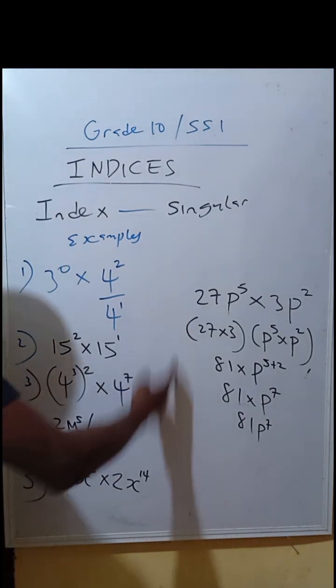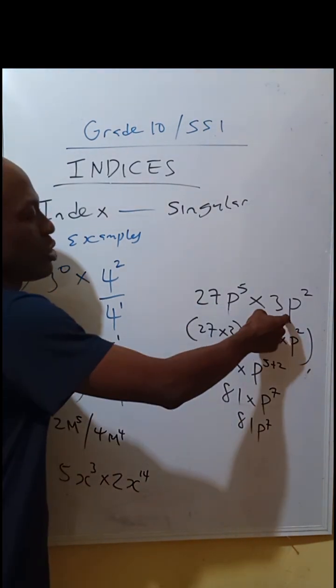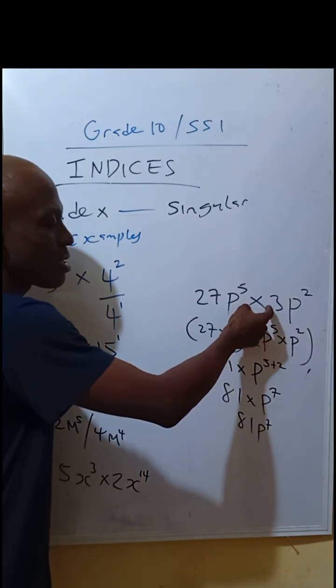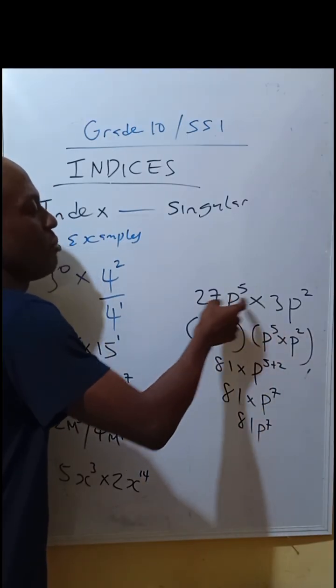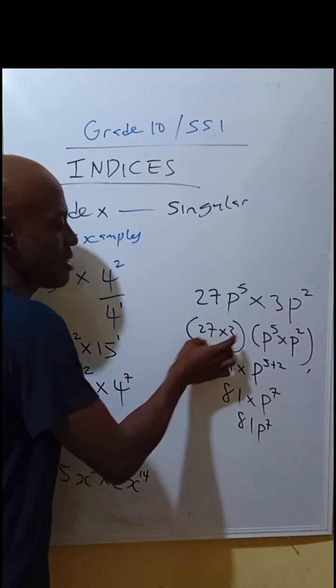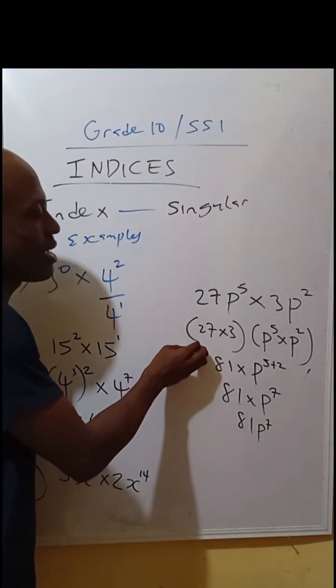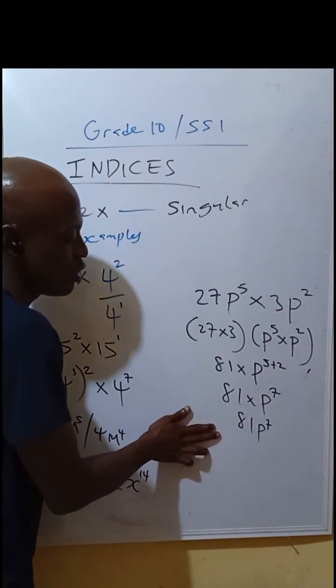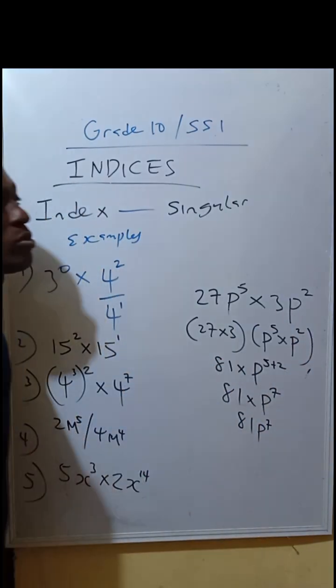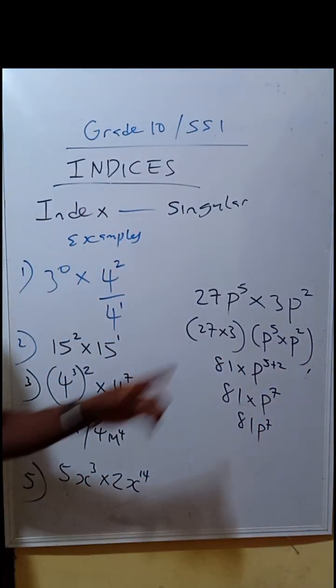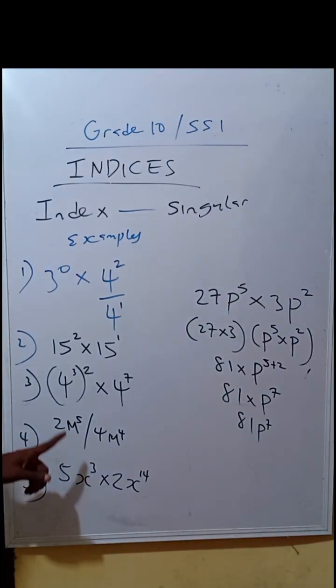So the thing is, you have to separate the numbers and operate on the numbers. Let the multiplication be done on the numbers, multiplying the numbers separately. Then, when you have your answer, you join it to the indices here. So that's what you do for this, and you do for this also.